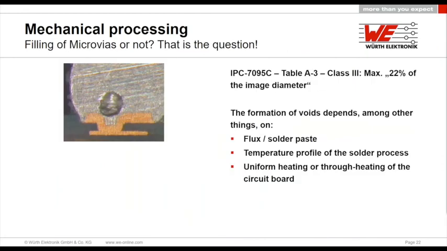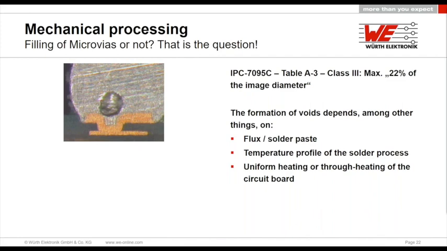So now we've already started to talk about microvias, and this technology has been out there for several decades, and there is always still the discussion about voids when it comes to BGAs. Yes, we know that voids might occur with standard microvias, but please note that there is even a rule. When you look at an X-ray image, even a class 3 build-up allows voids of 22% of the image diameter of the overall BGA diameter.